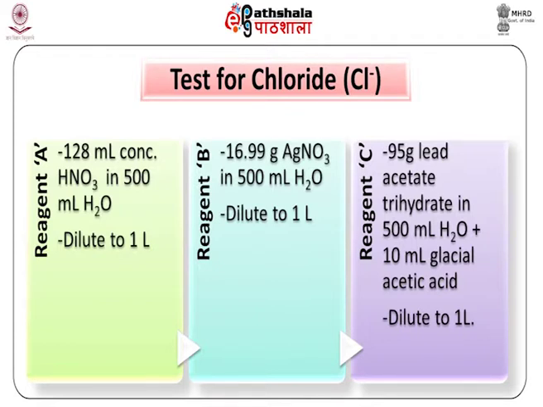Reagent B, it is prepared by dissolving 16.99 grams of silver nitrate in 500 milliliters of distilled water and diluting it to 1 liter. Reagent C is prepared by dissolving 95 grams of lead acetate trihydrate in a mixture of 500 milliliters distilled water and 10 milliliters glacial acetic acid, and then diluting the solution with water to 1 liter.